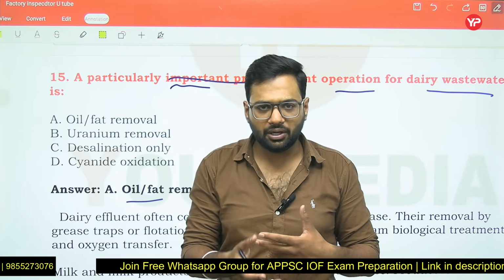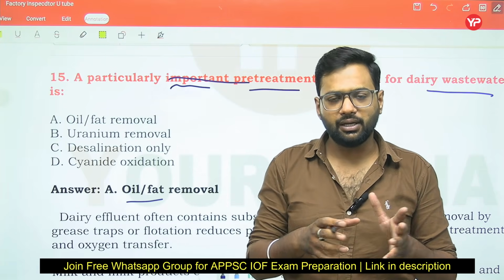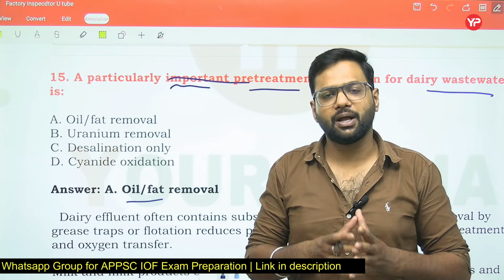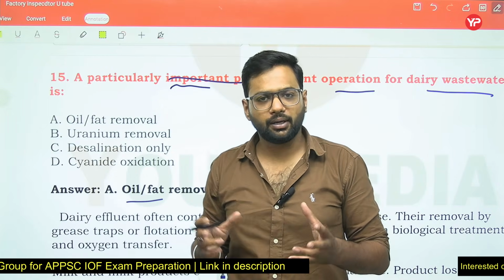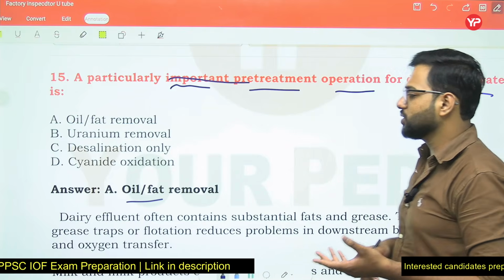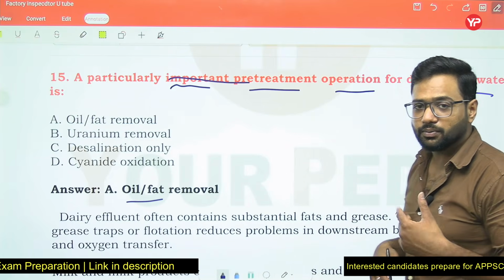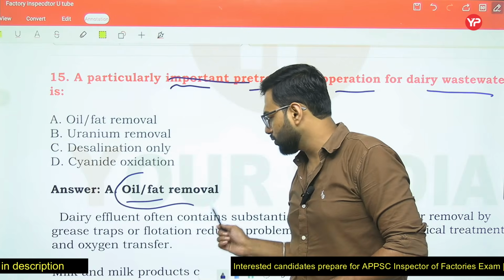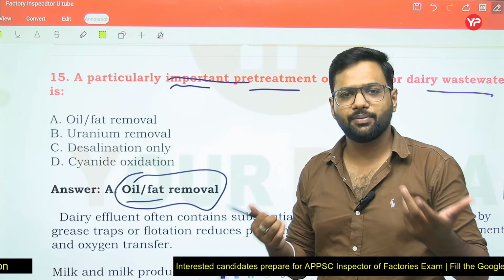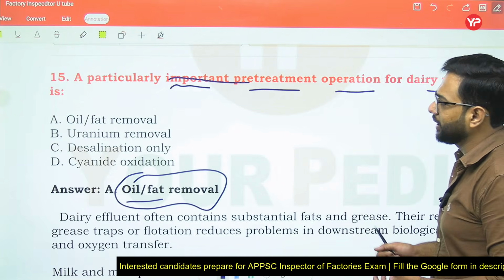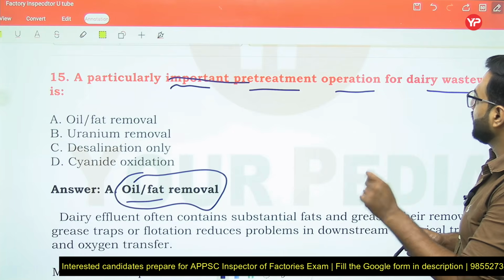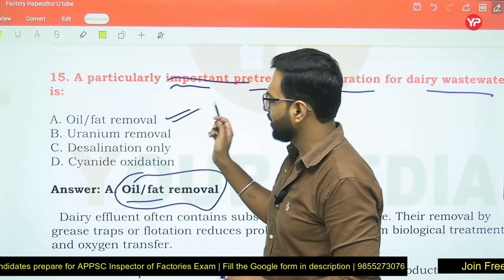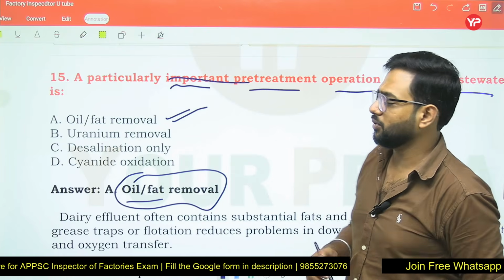done by the microorganisms. So we would have to decompose chemically, but we have designed our plant for the biological decomposition of organic matter. So biological decomposition cannot occur because microorganisms cannot grow in the presence of oil. So we have to remove this oil. For the removal of oil, we can use a skimming tank. So the particularly important treatment operation for dairy wastewater is oil and fat removal. We have to remove this oil.